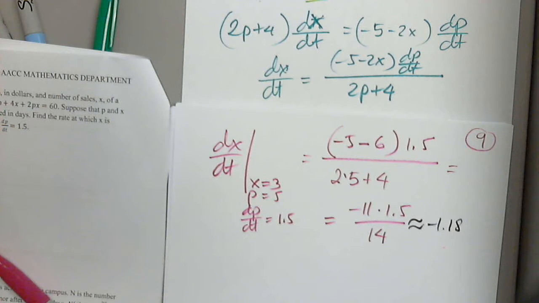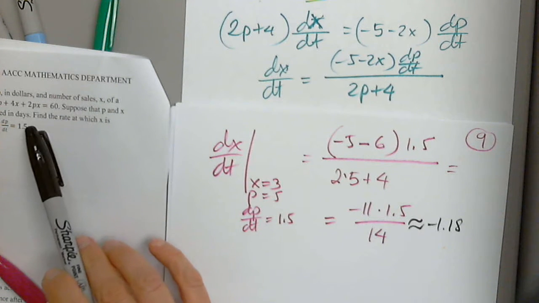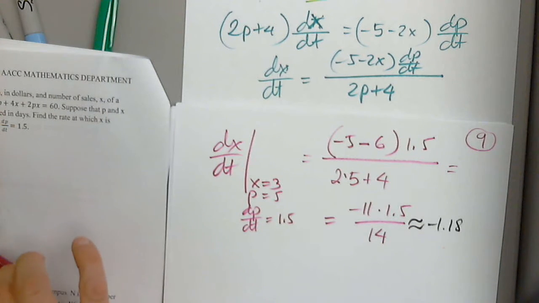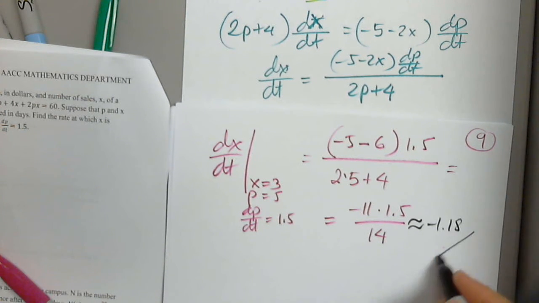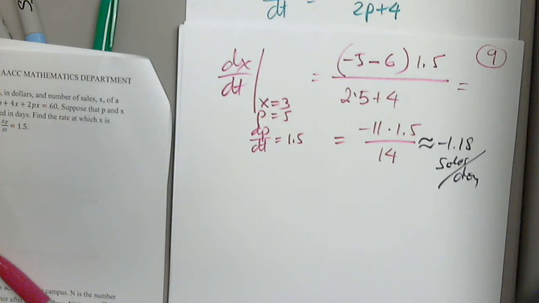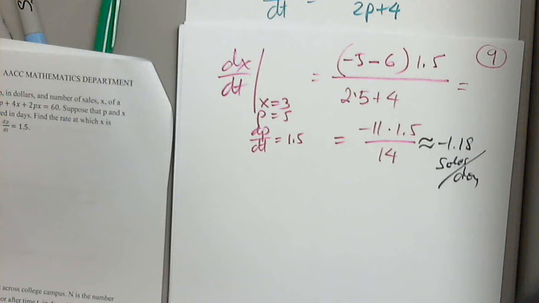And dx over dt is sales per dollar? No, suppose that p and x are both functions of time measured in days, so over time. So sales per time, sales per day. X is the number of sales and t is time in days. This was a related rates problem.